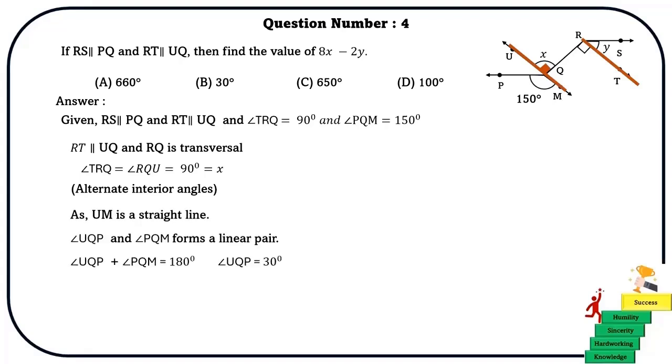As UM is a straight line, angle UQP and angle PQM form a linear pair. Angle UQP plus angle PQM is equal to 180 degrees and angle UQP is equal to 30 degrees.